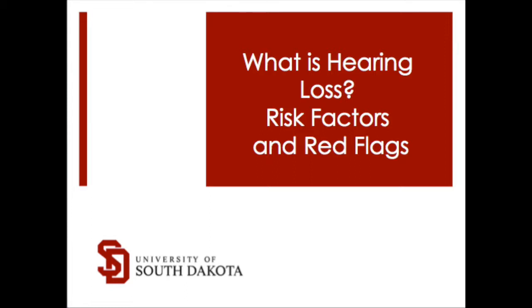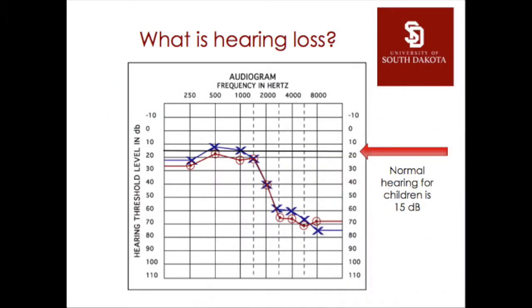This fifth installment of the Eddie video series will discuss what hearing loss is and the risk factors and red flags for hearing loss. Hearing loss occurs when one of the parts of the auditory system is not working optimally. These different parts of the auditory system are the outer ear, middle ear, inner ear, eighth auditory nerve, and the central auditory system. Experiencing a hearing loss results in decreased sensitivity to sound and/or difficulty understanding speech.